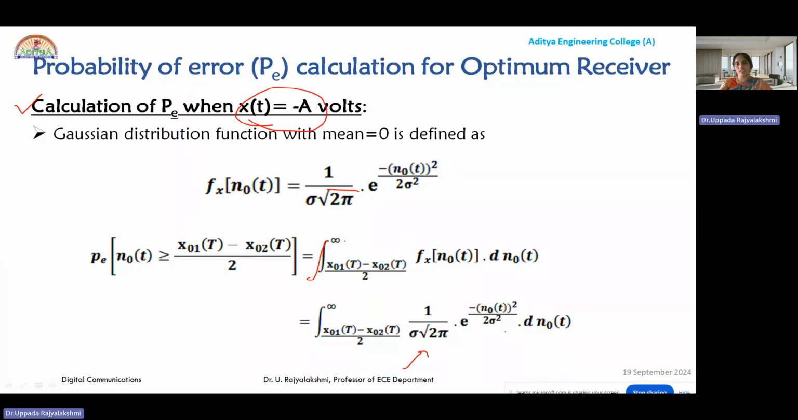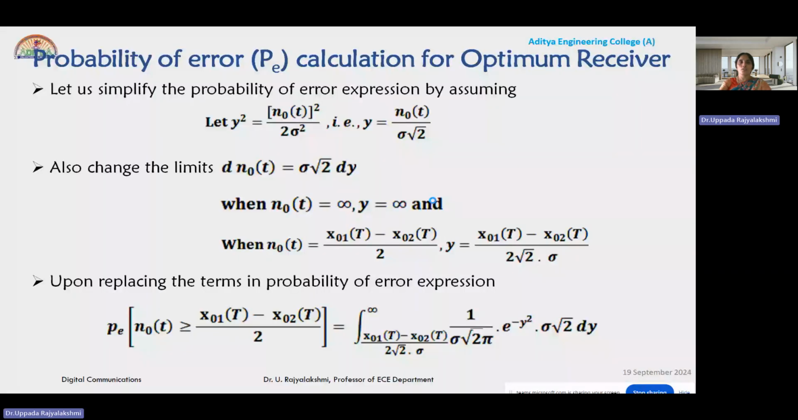And before proceeding with the integration, for simplification, we have assumed this exponential power factor as some y square, so that you can write it in the form of complementary error function. So let us assume n naught of t whole square by 2 sigma square as y square, and rewrite this whole integration in the form of y. So as usual, we assumed y square as n naught of t whole square by 2 sigma square. So y will be root of this whole, so n naught of t by sigma root 2 you will get. And accordingly the limits also will change.